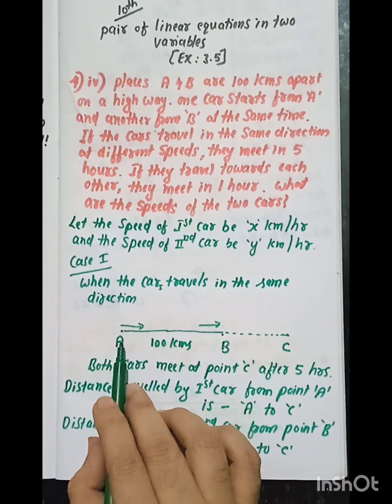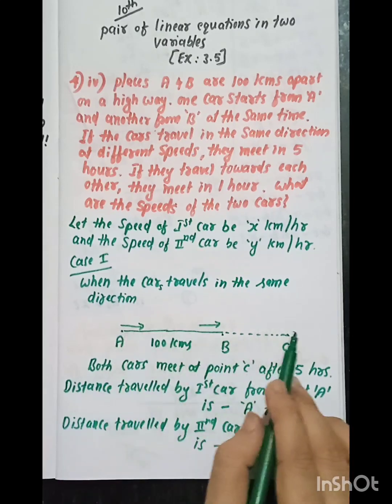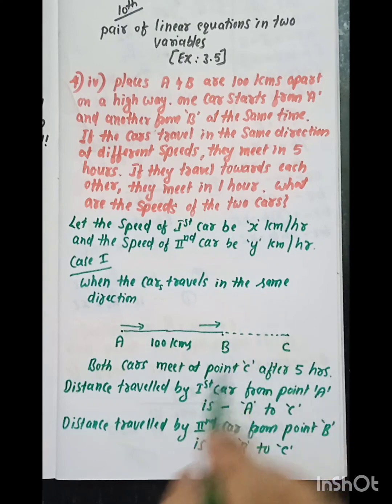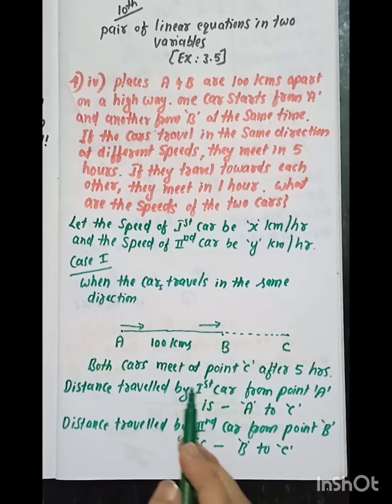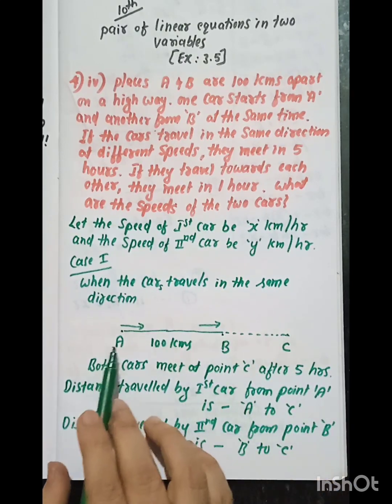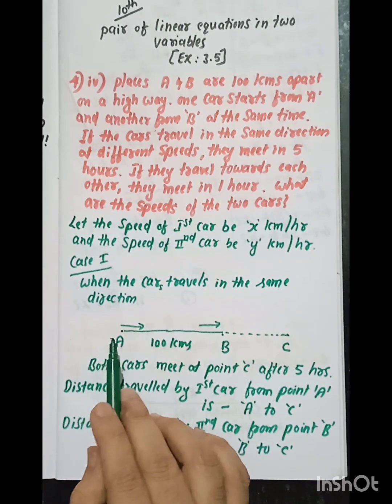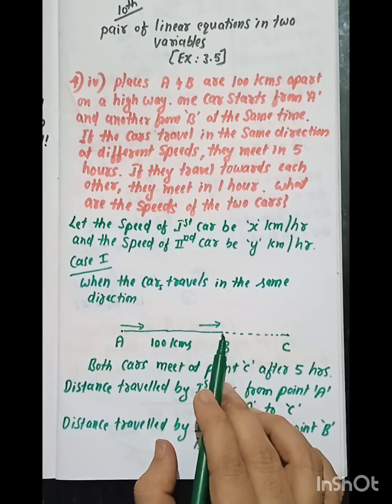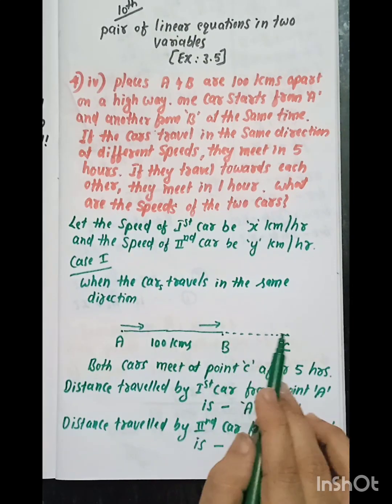So the first car travels from A to C and the second car travels from B to C. I wrote the same thing here. Distance traveled by the first car: the first car starts from point A, so the distance traveled is A to C. In the same way, distance traveled by the second car: the second car starts from point B, so the distance traveled is B to C.